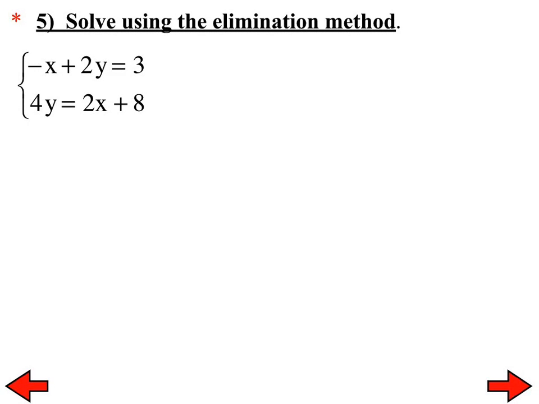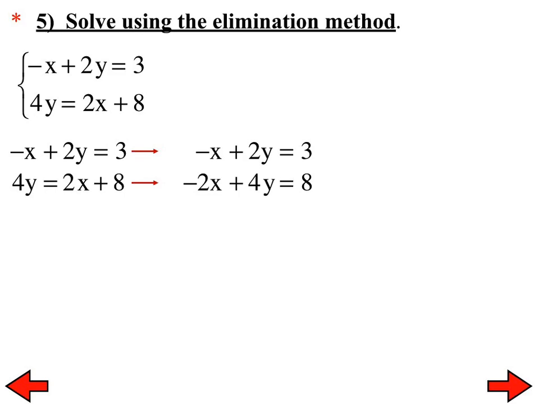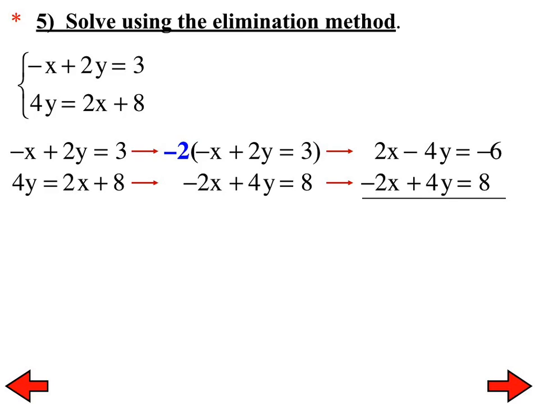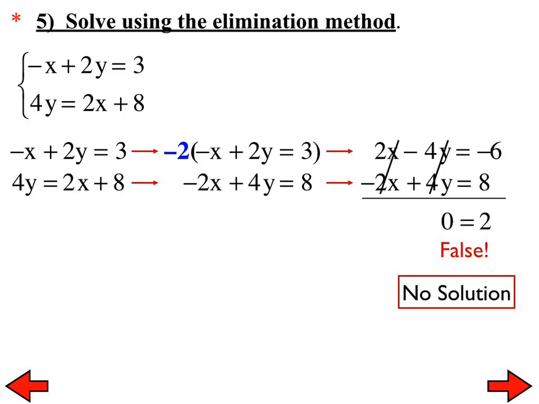Everybody now try number 5. Please notice in number 5 that the second equation is not in standard form. So you should put it in standard form first. All right, let's take a look at number 5. As most of you have seen, similar situation here. In the second equation, we do need to put it in standard form. And then when we multiply the top one by -2, we end up with variables canceling out again. However, this time we end up with 0 equals 2. That is a false statement, therefore no solution.